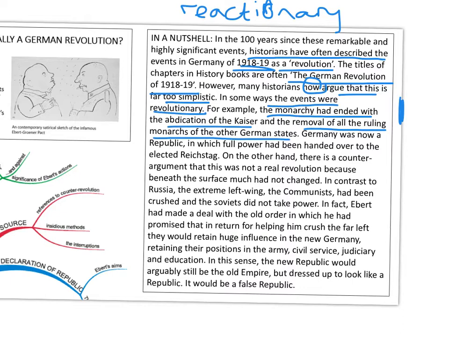Because those monarchs had been there not just since 1871, but before 1871. Germany was now a republic. As we just talked about earlier in the lesson, it's been declared to be a republic. Is it officially a republic? Well, actually, we have to wait till the January 1919 Constituent Assembly makes that decision, and it did meet, and it did decide that Germany was going to be a republic. And that's a big change.